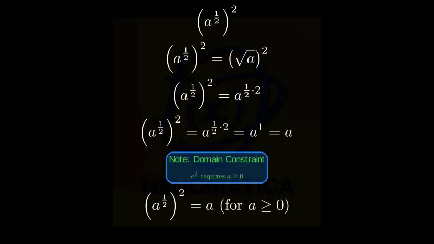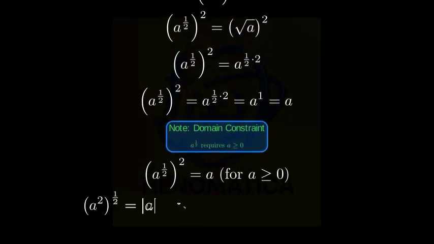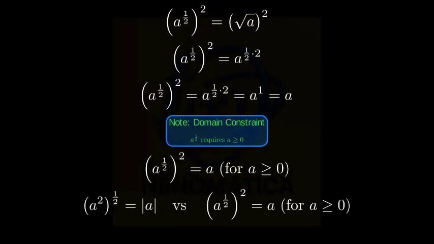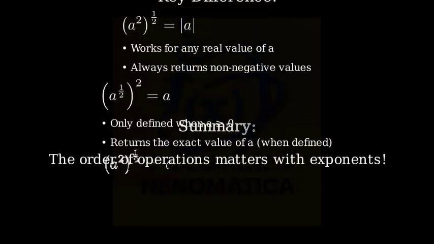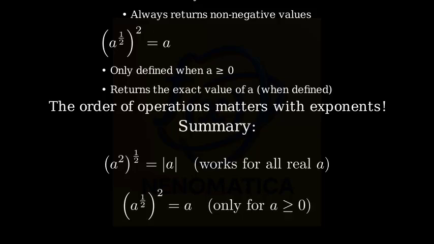Now, let's compare the two results. For the first expression, a squared then square rooted, we get the absolute value of a. For the second expression, a square rooted then squared, we get a, but only when it is non-negative. When working with nested exponents, the order of operations matters. If we square first, then take the square root, we get the absolute value. If we take the square root first, then square, we get the original value, but only for non-negative numbers.